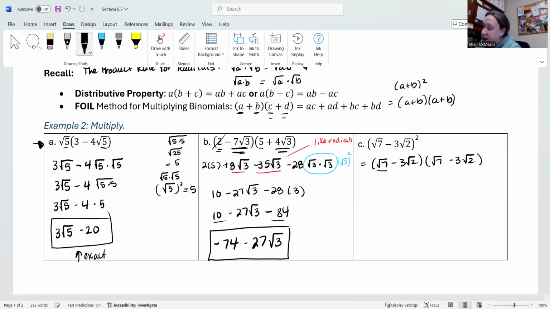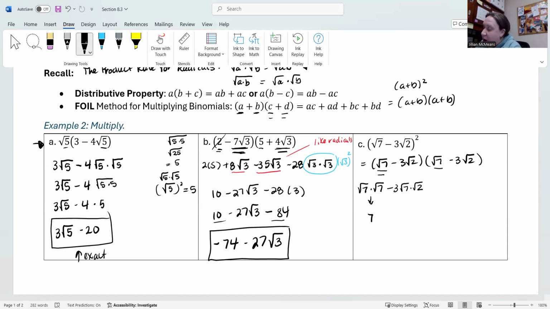So I'm going to start with the square root of 7. Well, the square root of 7 times itself is just the square root of 7 times square root of 7, but it's really the square root of 7 squared. So this is going to simplify down to just plain old 7, okay? Now I have the square root of 7 times -3 square root 2. So that's -3 square root 7 times square root 2. We'll simplify in just a moment.